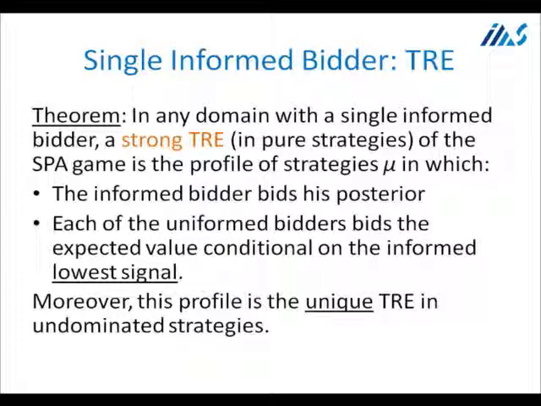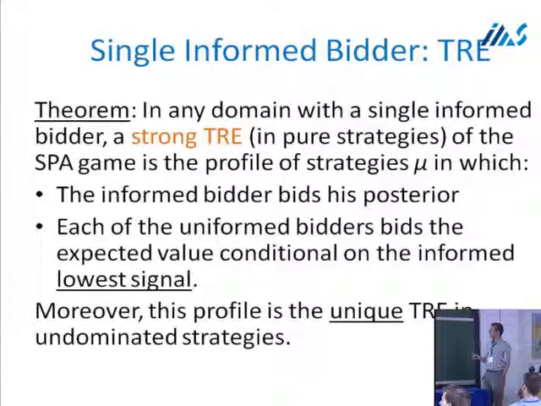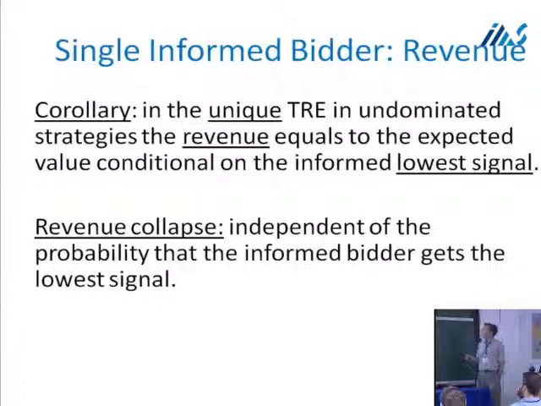Okay, so in a single informed bidder, we basically have seen that if there is only one informed, he will bid his posterior, and each of the uninformed bidders will bid according to the lowest signal, and then we have a unique Tremble robust equilibrium with everybody bidding according to these strategies. And it's actually a strong equilibrium. It's independent of epsilon. And the implication, we've seen that. Basically, revenue will collapse to the value conditional on the lowest signal. And that's independent of the probability of this lowest signal being realized.